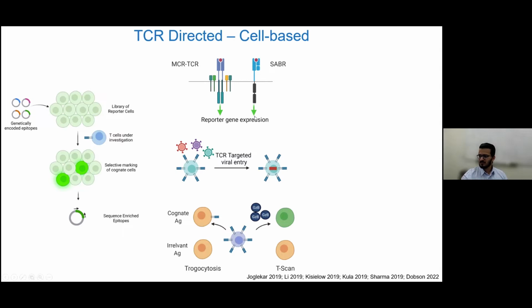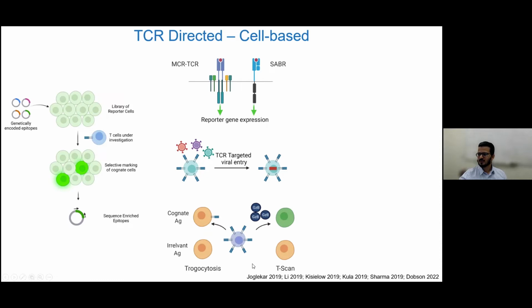And there are several methods that have come out sort of in a spike within the last 3 to 4 years. These include engineered receptors, including MCR TCRs and SABRs, which were actually developed by my lab. They also use methods in which peptide MHC complexes are actually used to target T cells for viral entry. These came out pretty much in the last couple of weeks.